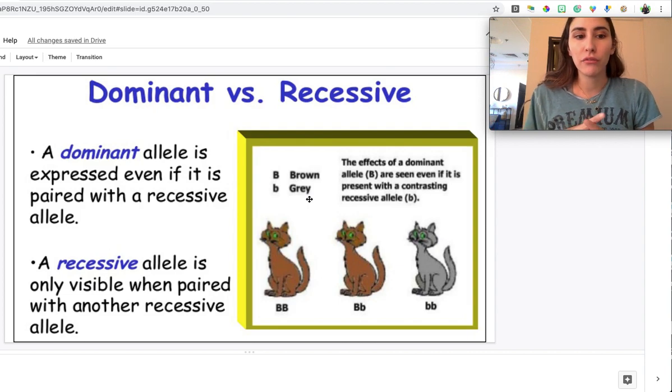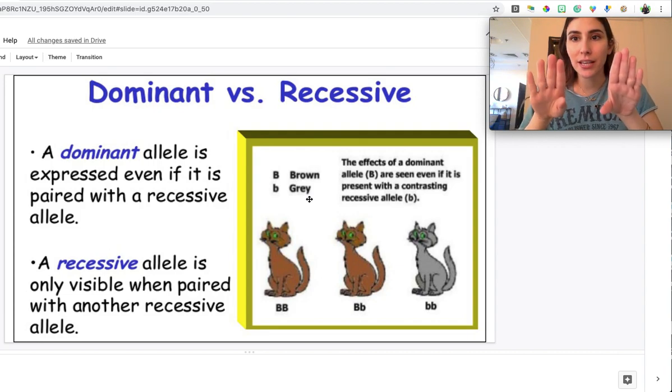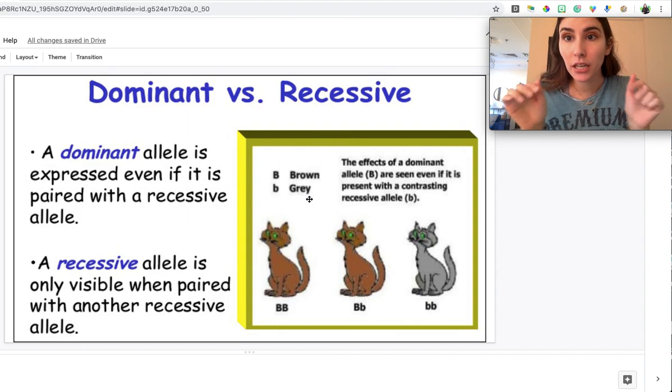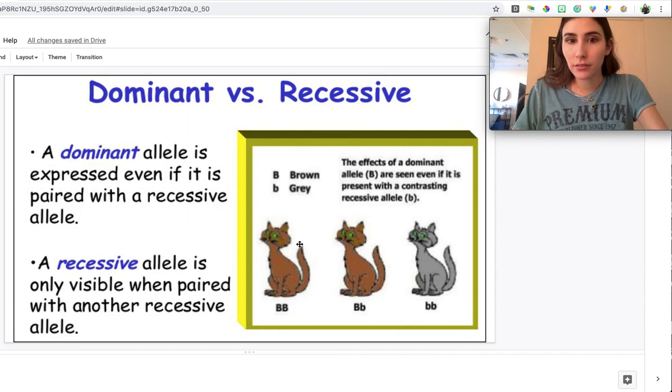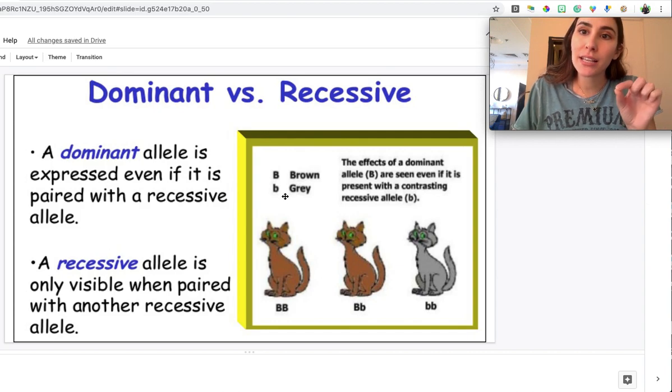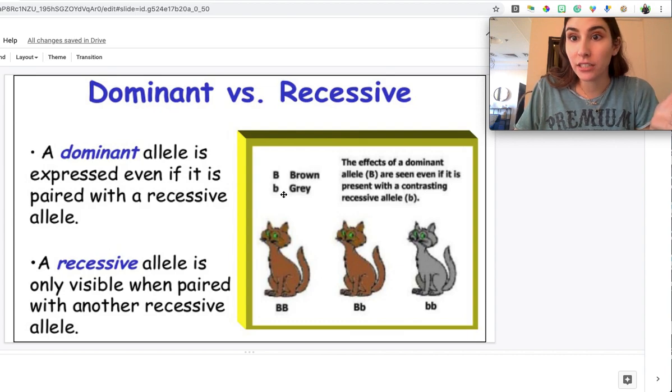One thing I want to point out, when we are looking at examples later on of genotypes and phenotypes, when we're dealing with one example, the dominant and the recessive allele of that specific gene must be represented with the same letter. So I can't represent the dominant brown fur allele with a capital B and then represent the recessive gray fur with a G, just because it's gray. You can't do that, okay?